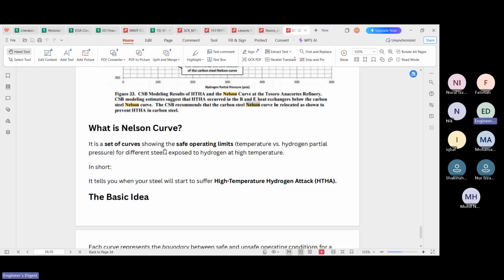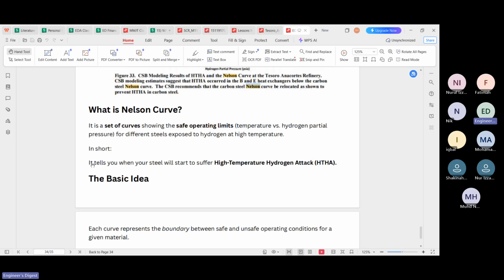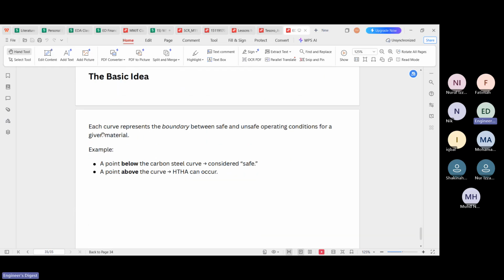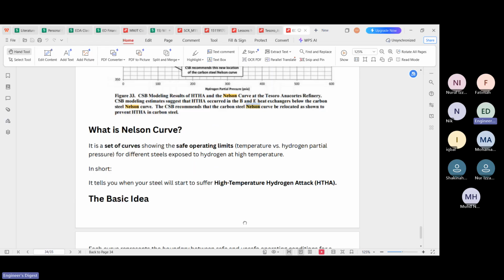So what is the Nelson curve? It is a set of curves showing the safe operating limit temperature versus hydrogen partial pressure for different steels exposed to hydrogen at high temperature. So in short, it tells you when your steel will start to suffer HTHA. The basic idea is each curve represents the boundary between safe and unsafe. A point below the carbon steel curve is considered safe. A point above the curve, HTHA can occur.